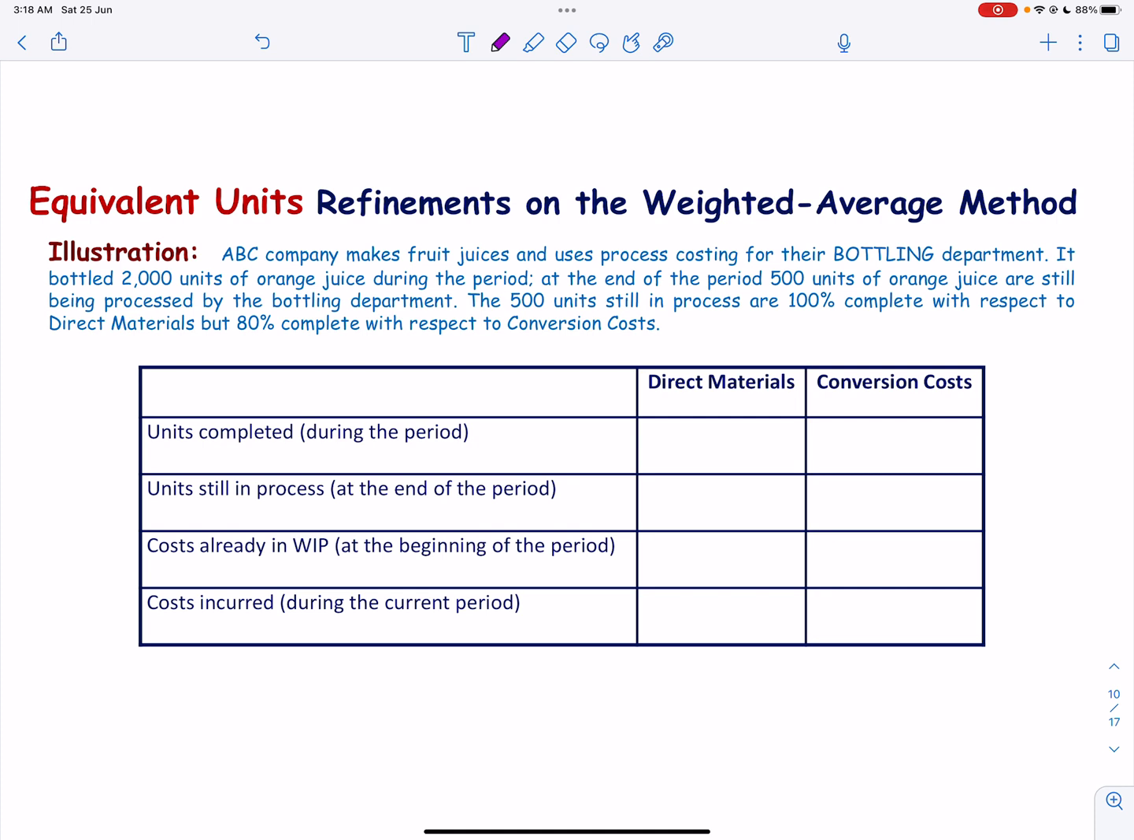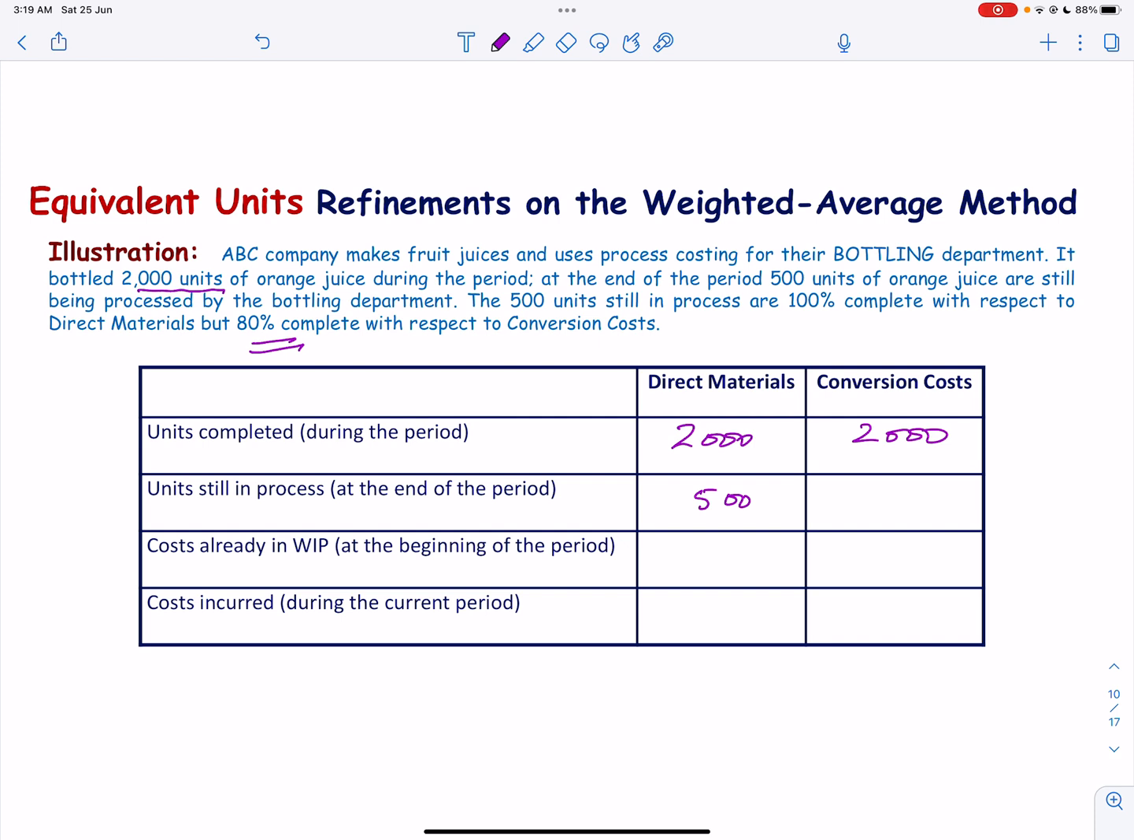Now, as can be seen, the bottling department bottled 2,000 units of juice during the period. So 2,000 units. And then at the end of the period, they still have some juice that is not completely finished. So there are 500 units that are 100% complete with respect to direct material, but only 80% complete with respect to conversion cost.